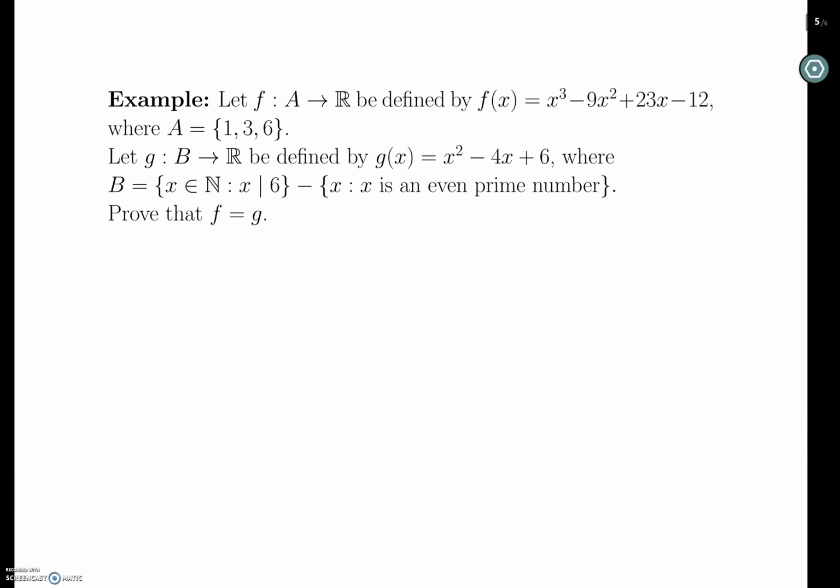So the set B, as stated, seems a little cumbersome. So let's see if we can think about what the set B would look like. The numbers that divide 6 are 1, 2, 3, and 6. Now, if it's an even prime number, that's 2, so we need to take that out of our set. So ultimately, we see that B is in fact the set {1, 3, 6} as well. So to prove that two functions are equal, the first thing we need to do is check that our domains and codomains are the same.